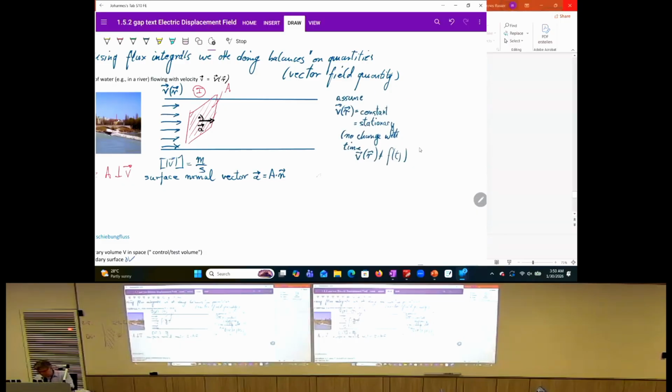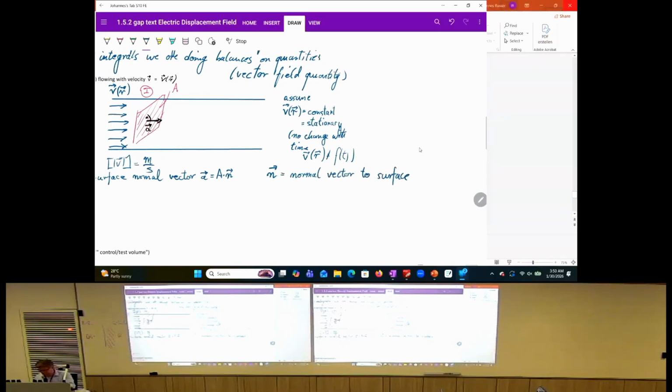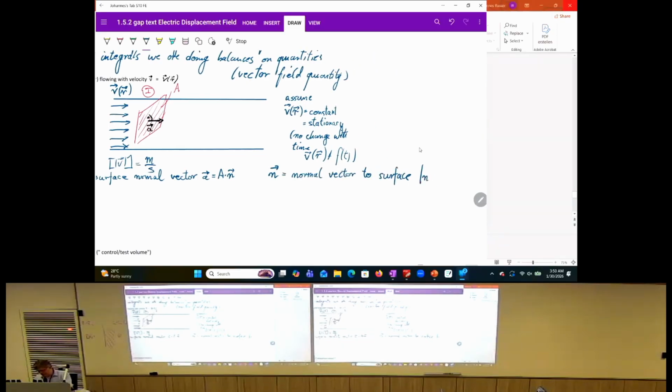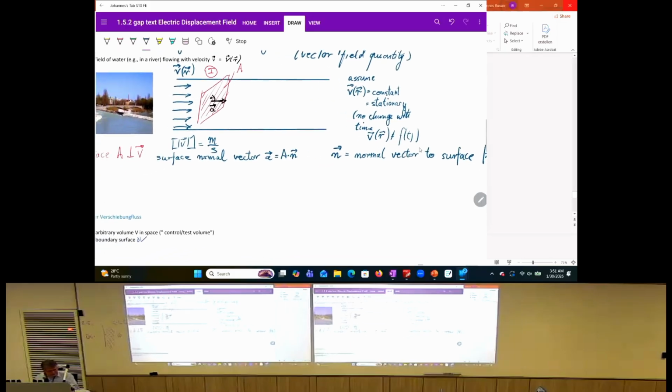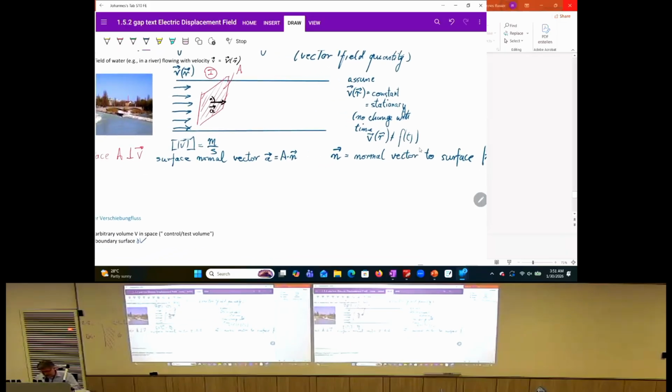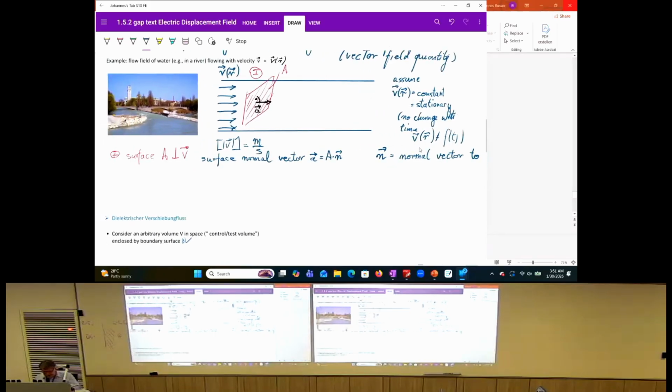So this n is a normal vector to the surface, but as you know, the normal vector has a property that it is perpendicular to the surface, but with respect to its magnitude, it's just one, and it doesn't take into consideration the size of the area element. So what is the flux which is flowing through now?